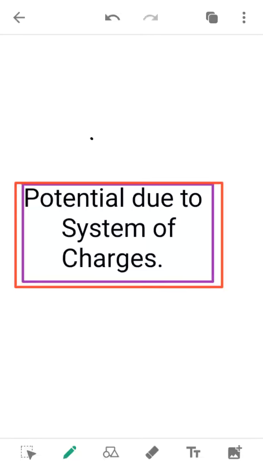Dear students, now we'll see what the potential due to a system of charges is. It is also the superposition principle, as you have seen in the first chapter, the superposition principle for the system of charges. Here we are talking about the potential due to a system of charges. So let us see what it will be.